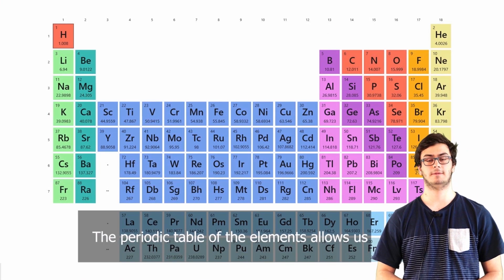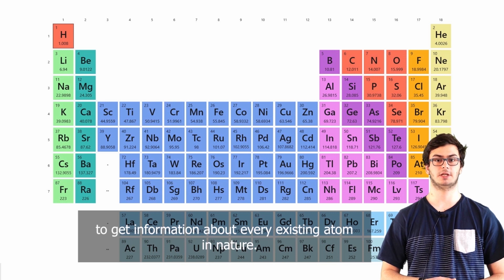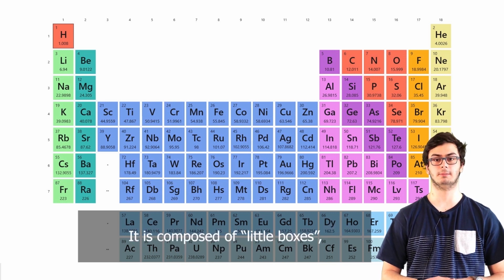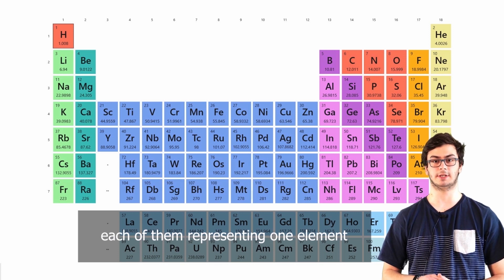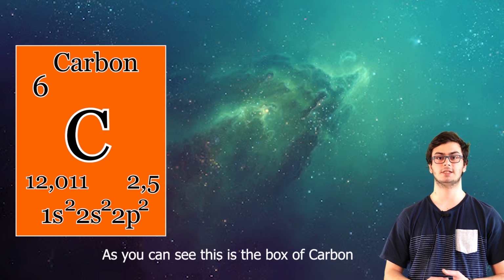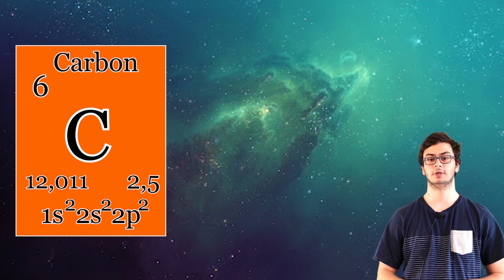The periodic table of the elements allows us to get information about every existing atom in nature. It's composed of little boxes, each of them representing one element, and they are arranged according to the atomic number. As you can see, this is the box of carbon.